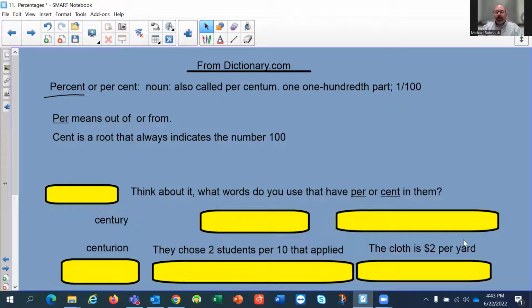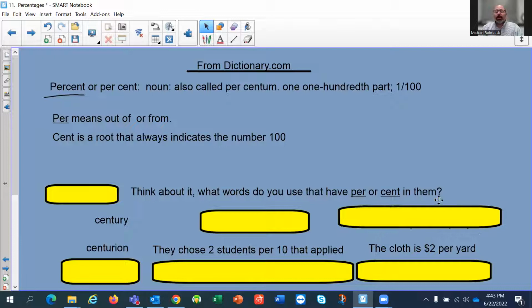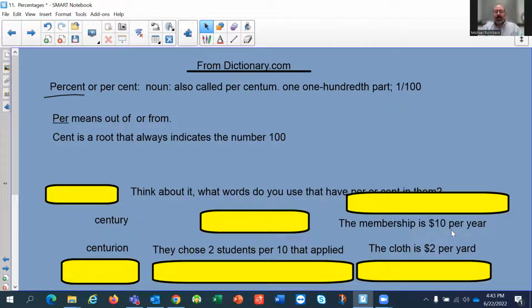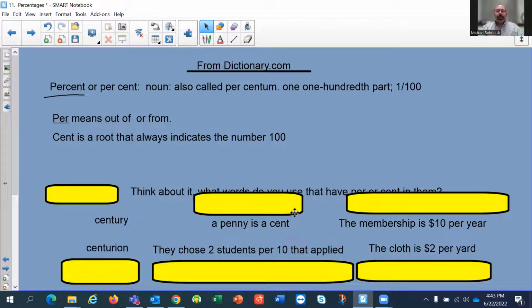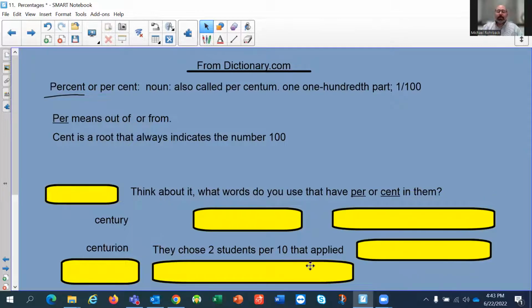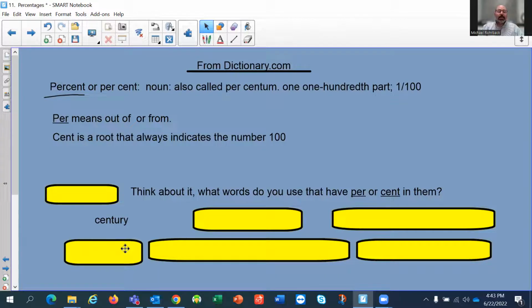Cloth is $2 per yard. That means for every yard, you're spending $2 for every yard or out of every yard. The membership might be $10 per year. Well, that's $10 out of every year. And a penny is a cent. So we say, well, that thing's 5 cents, 5 pennies. A cent, it takes 100 cents to make $1. So this is just an example of ways that we use per and cent in everyday language.